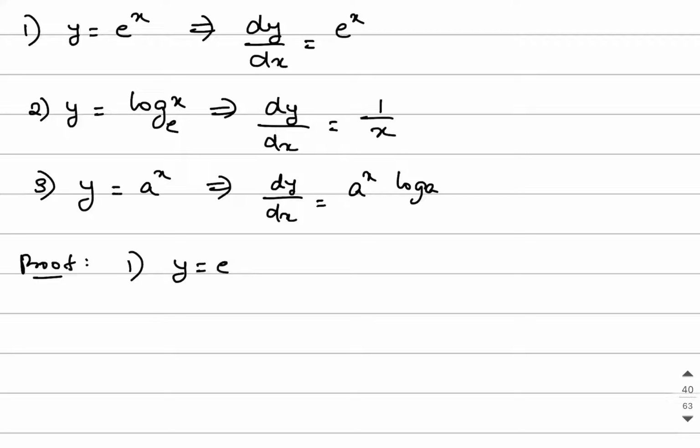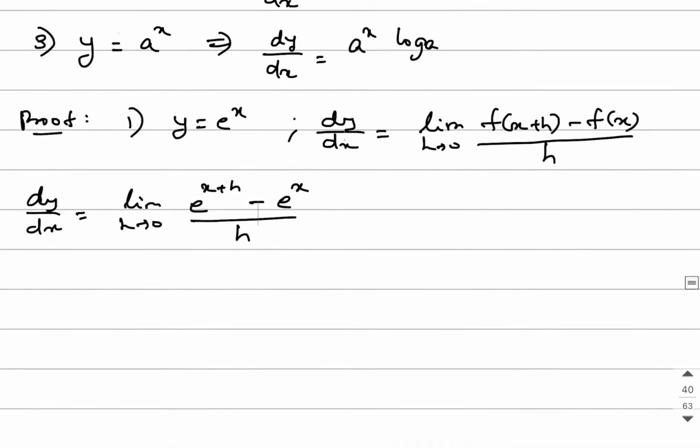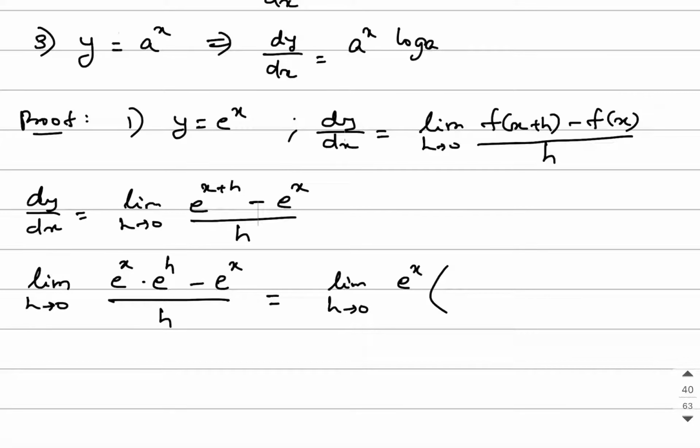The first case is when y is equal to e power x. To find dy by dx, we will apply the formula limit h tends to 0, f of x plus h minus f of x whole divided by h. So dy by dx will be equal to limit h tends to 0. Here f of x plus h is e power x plus h minus e power x whole divided by h. So this will be limit h tends to 0. E power x plus h can be written as e power x into e power h minus e power x whole divided by h. So this will be equal to limit h tends to 0. We will take out e power x common. It will be e power h minus 1 divided by h.